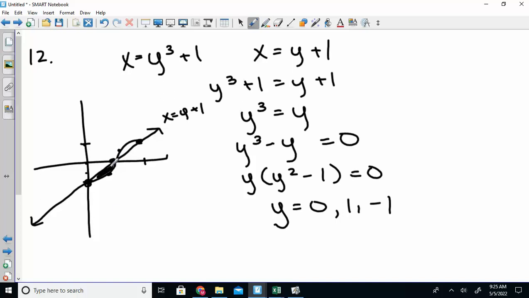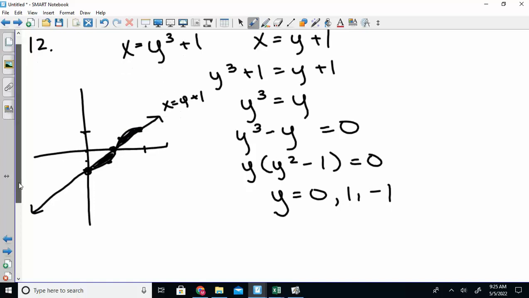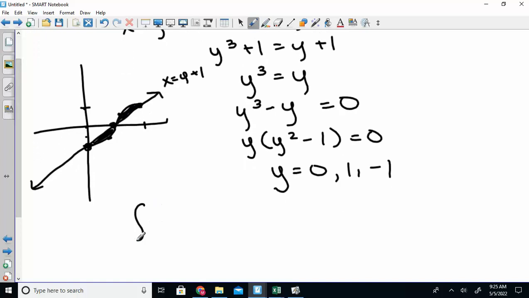So we can kind of see there which one's on top. Again, if you get it wrong and you have them flipped, all you have to do at the end is make it a positive. So we're going to integrate. Do we want to do it with x's or y's here?